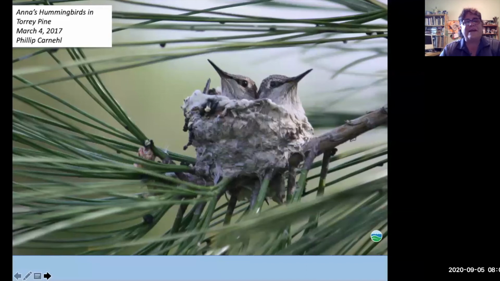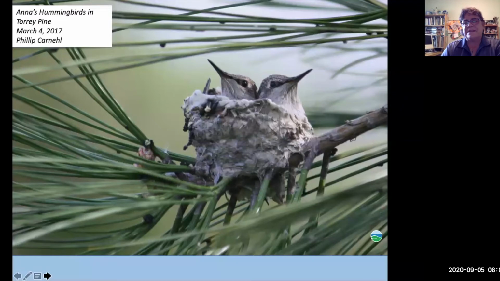There's also Anna's hummingbirds. There's a lot of people that visit the Bixby Marshlands that are really good birders because it's an important bird area. A lot of birds are born there, and a lot of birds visit there. So this is Anna's hummingbirds in a Torrey pine. Philip Carhill photographed this in 2017.